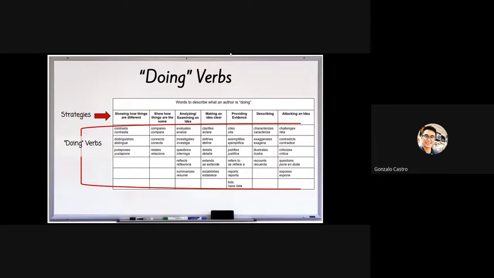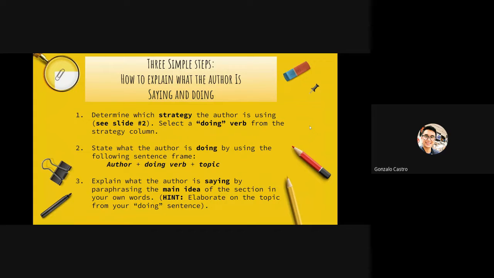So on the next slide, we have a chart of doing verbs. Going across the top of the chart, we see the list of strategies that we just learned about. Below each strategy, you see a list of something called doing verbs. And for each verb, we also have it translated here on this chart in Spanish. So if Spanish is your primary language, then if the English verb is something you find confusing, you can always look at that Spanish translation to help you out. But we'll come back to this chart later.